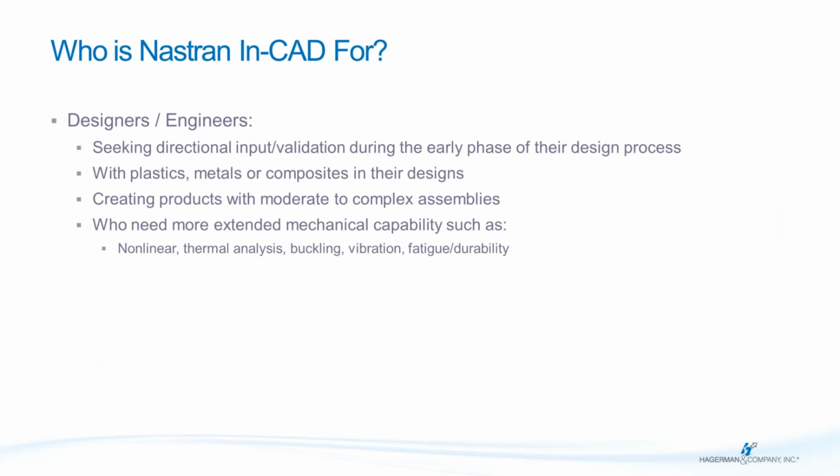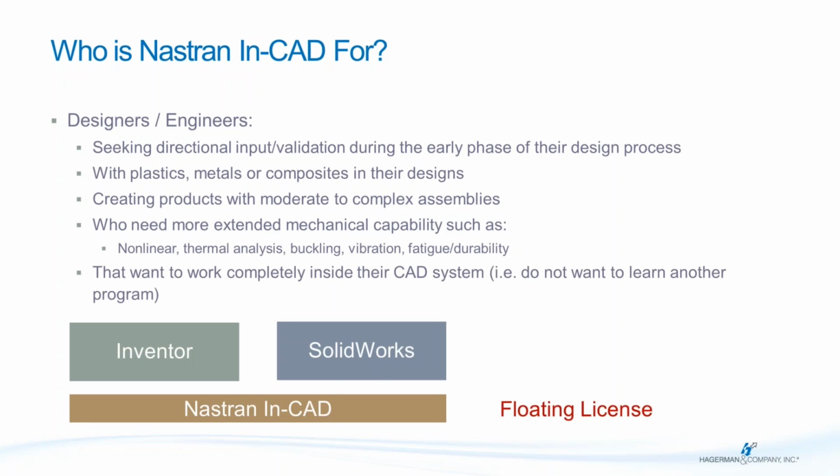Who's it for? As I mentioned earlier, it's for the design engineer, somebody seeking directional input or validation during the early phase of their design process. You're using plastics, metals or composites, creating products with moderate to complex assemblies. You need more extended mechanical capability than what Inventor FEA offers, such as nonlinear analysis, thermal analysis, buckling, vibration, fatigue and durability. And Kendred is going to expand on a few of those things in a second or two. It does work, as I've tried to indicate here, right within Inventor, right within SolidWorks. Again, you'll see Kendred illustrate that.